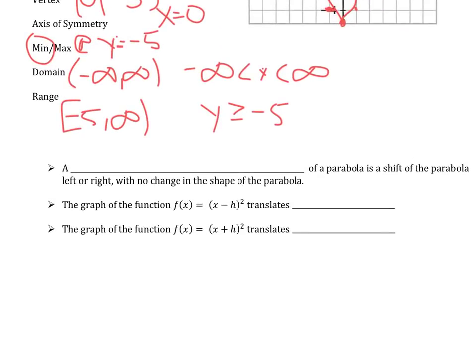So a horizontal shift of a parabola is a shift of the parabola left or right with no change in the shape of the parabola. Now this is where this one gets a little tricky. The graph of the function f of x equals (x minus h) squared actually translates our graph to the right. And the graph of the function f of x equals (x plus h) squared translates our function to the left.